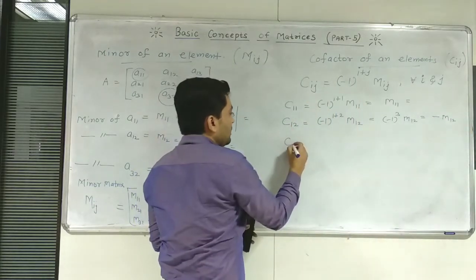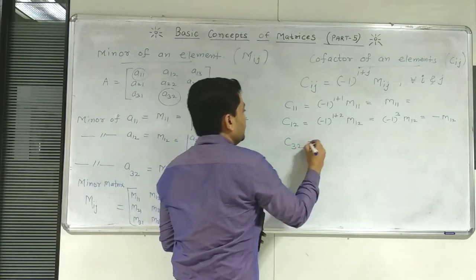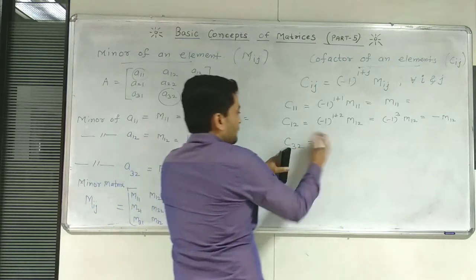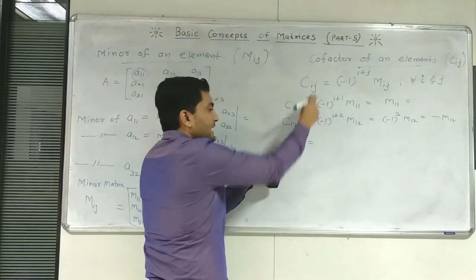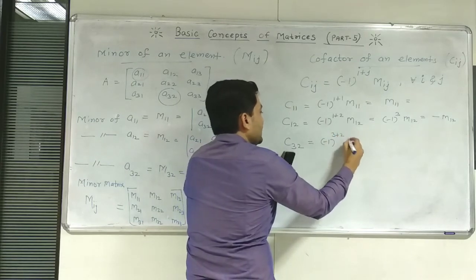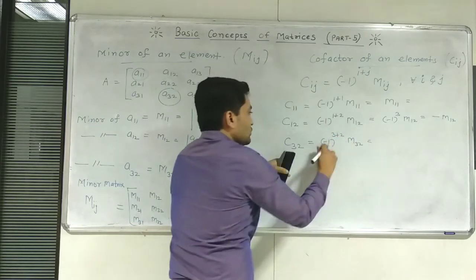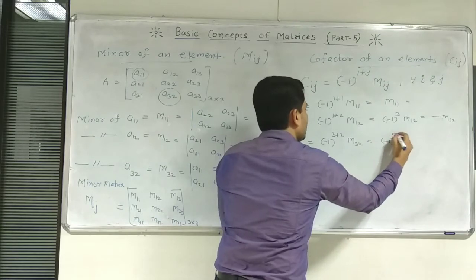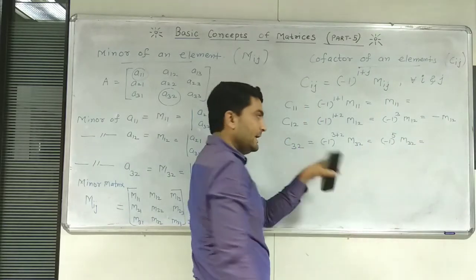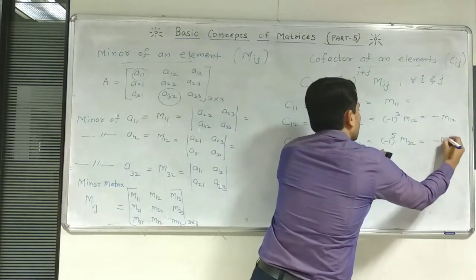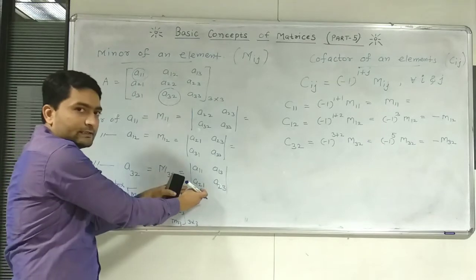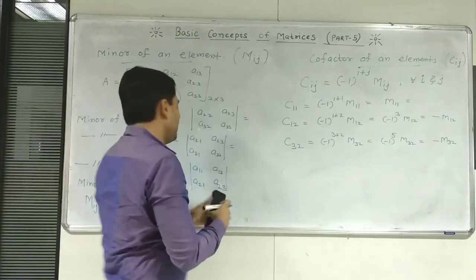Similarly, if you have to find out C32, how to find out the value of C32? In the formula, put 3 in place of i and 2 in place of j. So it is minus 1 raised to 3 plus 2 into M32. Minus 1 raised to 5 is a negative value. So it is minus of M32, and you can find M32 from here. So you can find all the values.